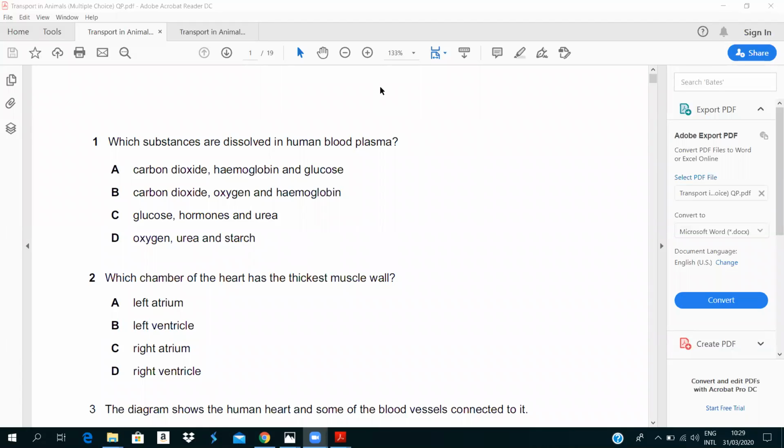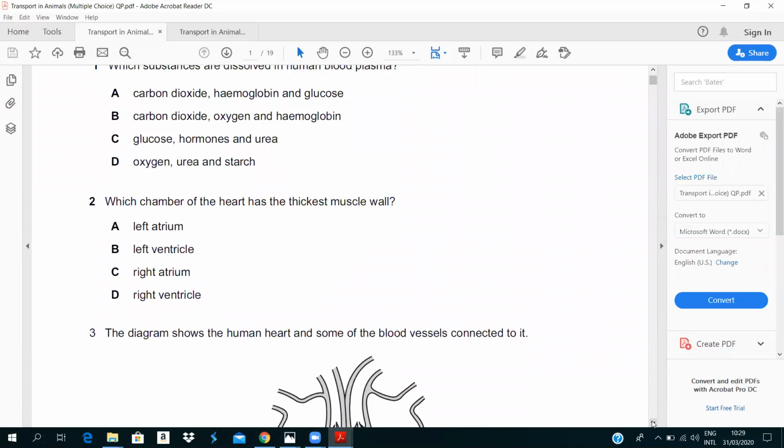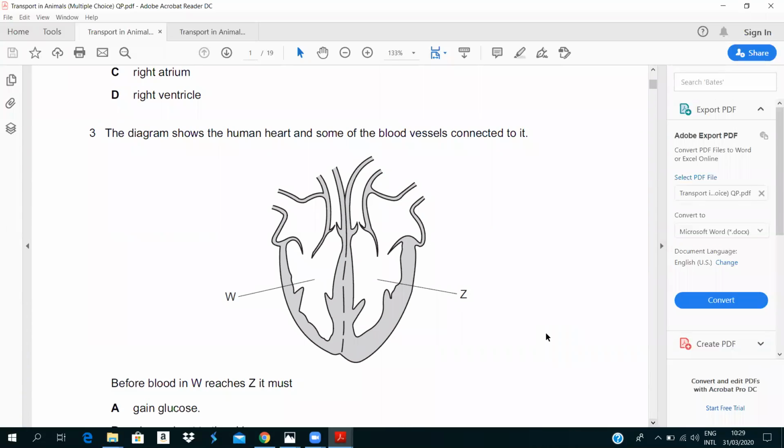Which chamber of the heart has the thickest muscle wall? B. Left ventricle. Thanks a lot. A good student, good answer, an excellent student. Thanks, Nawaf. I want another student. I will go to the other question here.